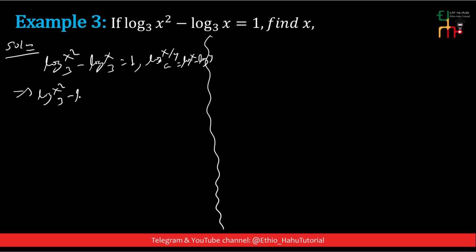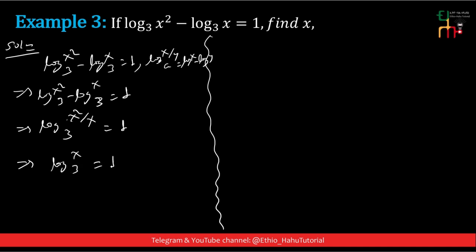to the base 3 minus logarithm of x to the base 3 is equal to 1 means logarithm of x squared over x to the base 3 is equal to 1. And this implies logarithm of x to the base 3 is equal to 1, x squared divided by x, provided that x is different from 0. This implies x is equal to 3 to the power of 1, and x is equal to 3.